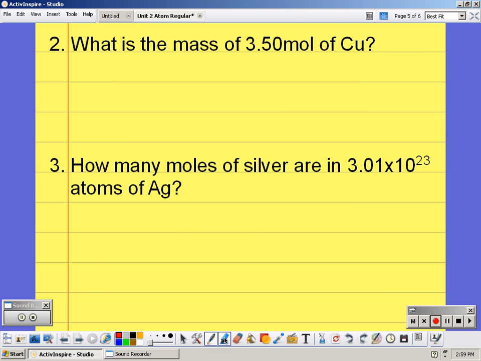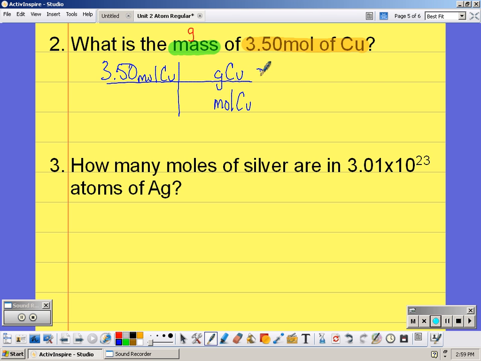Okay, looking at number 2, we're given 3.5 moles of copper, and we're looking for mass. Now mass is measured in grams, so we're going to be trying to solve for grams. We're going to start with our given, 3.50 moles, and this is of copper. Our given unit on the bottom, our unknown unit on the top. 1 always goes with mole. Molar mass of copper off the periodic table is 63.5.